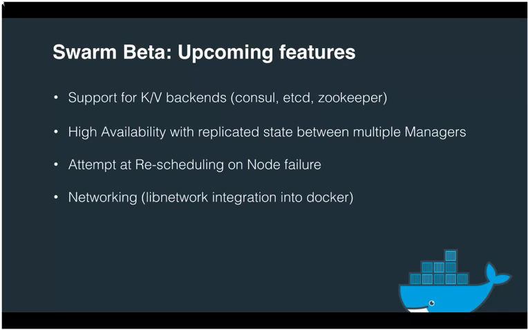We also plan to have an attempt at rescheduling on node failure. So if one of your Swarm agents fails, all the containers that were on this machine are going to be rescheduled onto another machine. And also the networking part, so being able to do links between containers that are on multiple hosts. This is basically done by libnetwork. And when the integration with Docker is done for libnetwork, we will be able to use it just by talking the regular Docker remote API.